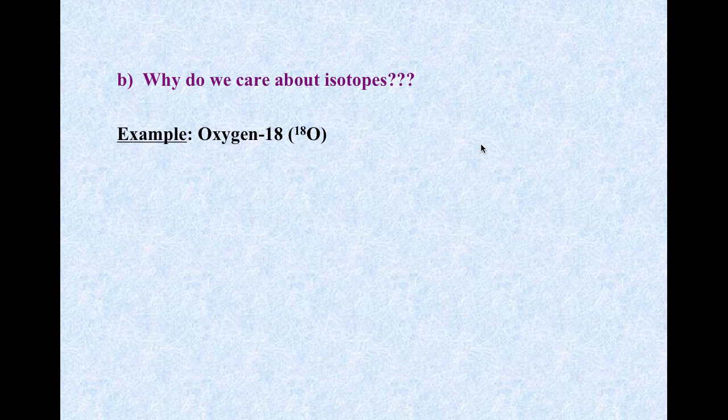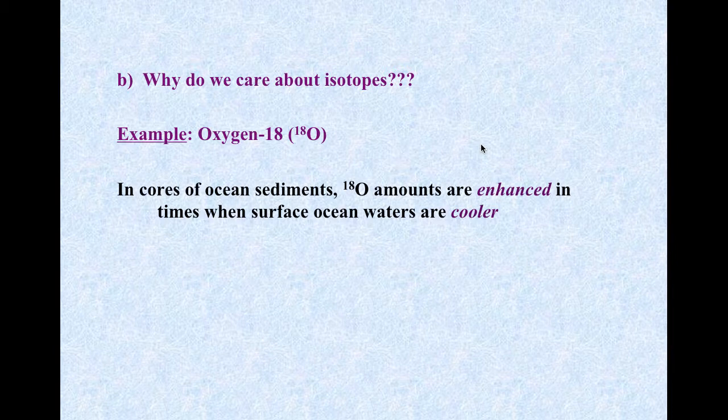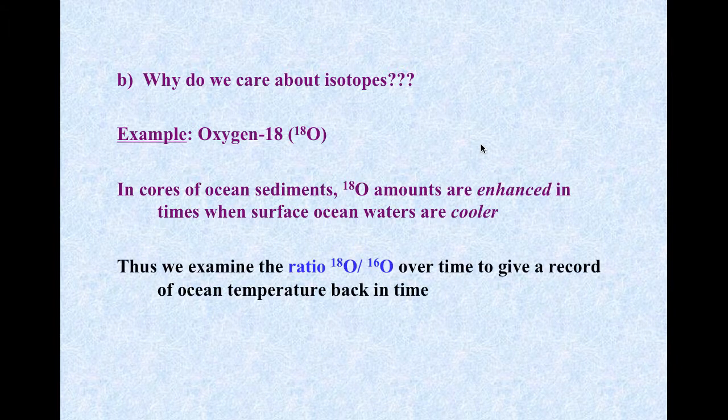This is page 48. In cores of ocean sediments, oxygen 18 amounts are enhanced at times when surface ocean waters are cooler. Okay, so you can take cores of ocean sediments going back in time, and you can measure the ratio of O18 to O16 in the cores, and that gives you a record of ocean temperatures in the surface waters back over time. And by the way, where do you get the time axis from?